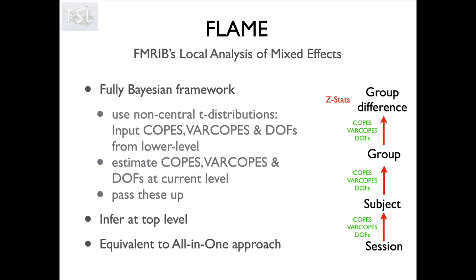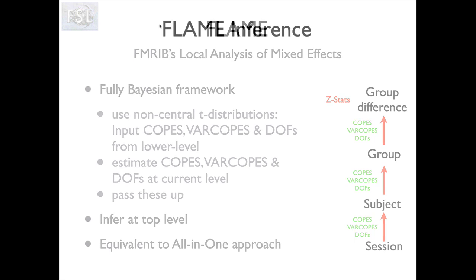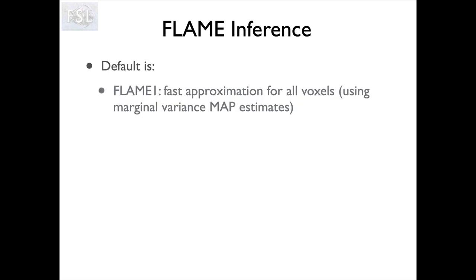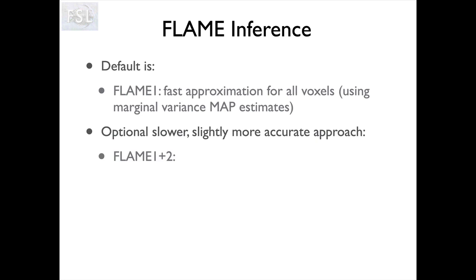So this is the way that we analyse multi-level experiments. And the tool that we use for that in FSL is called Flame. There are actually a couple of different options within Flame that you can use. So the default is that we would use Flame 1, and that's a fast approximation that works well. We would generally recommend that. It is really quite accurate, but there is also an optionally slower and slightly more accurate approach for when you really care about very precise values, and that's Flame 1 plus 2.